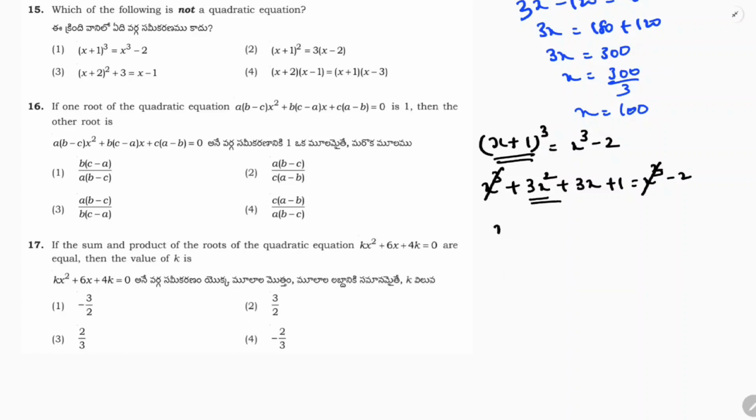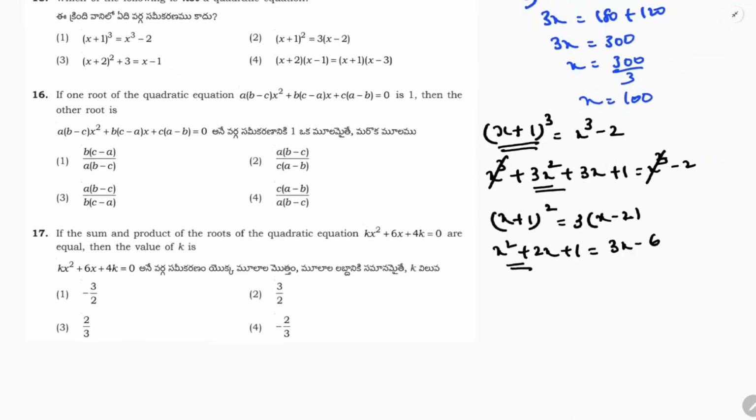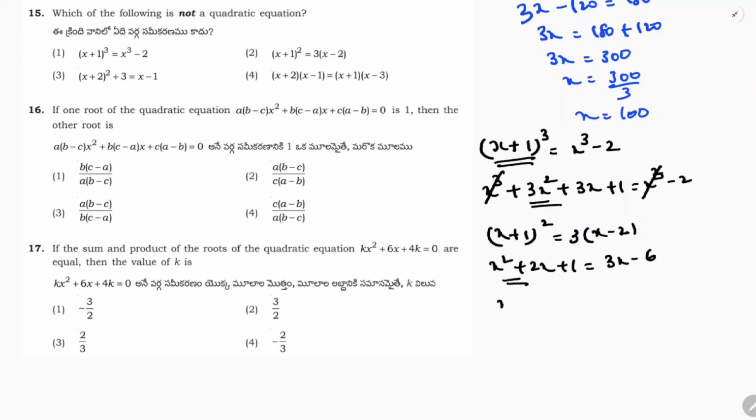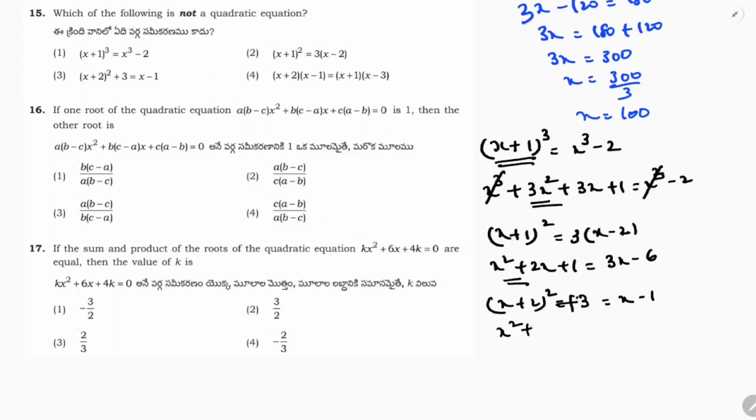Next one. x plus 1 whole square equals 3 into x minus 2. a square plus 2ab plus b square equals 3x minus 6. Here also we will be getting x square. So this is also a quadratic equation. Now third option, if you check, that is x plus 2 whole square plus 3 equals x minus 1. Here also see, if we expand, x square plus 2ab plus b square plus 3 equals x minus 1. Here also we will be getting x square, so it is also a quadratic equation.